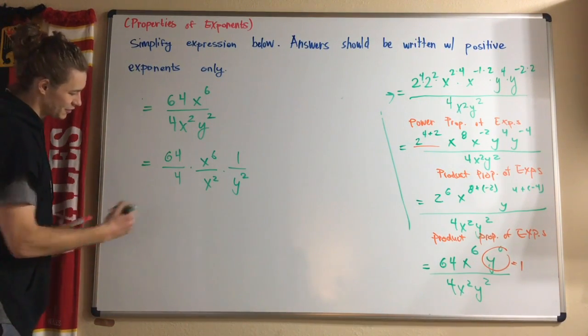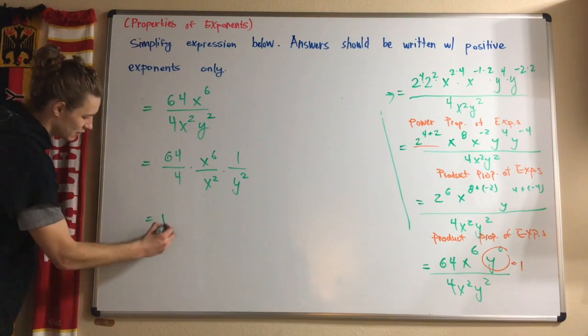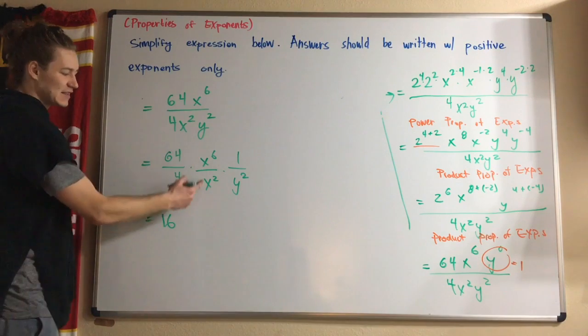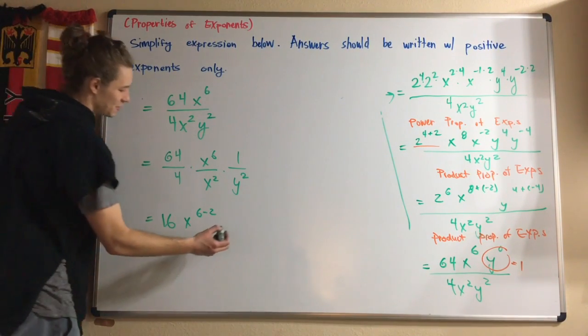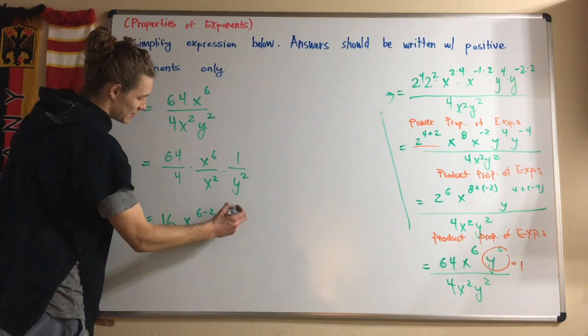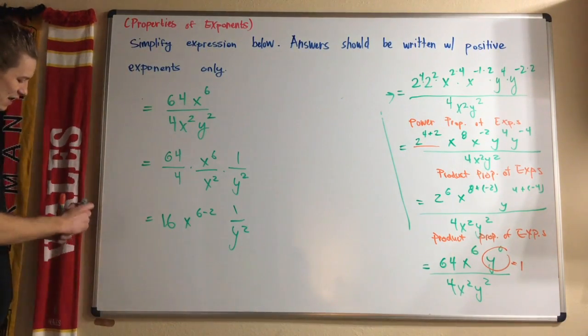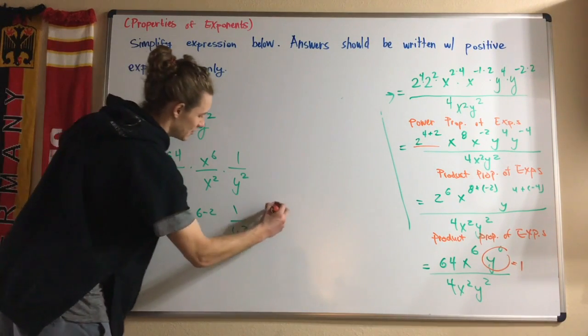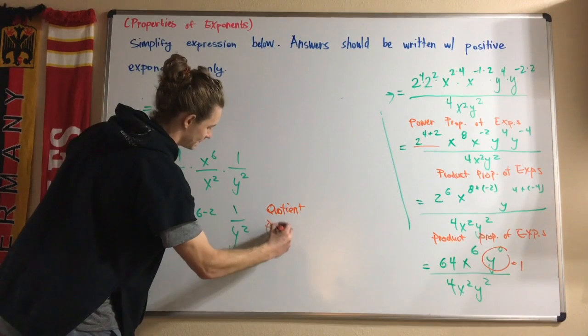Notice we could use a little bit of simplification. 64 divided by 4, that's 16. x to the 6th divided by x squared is x to the 6 minus 2. And we still have this times 1 over y squared. How did we do this? We did the quotient property of exponents.